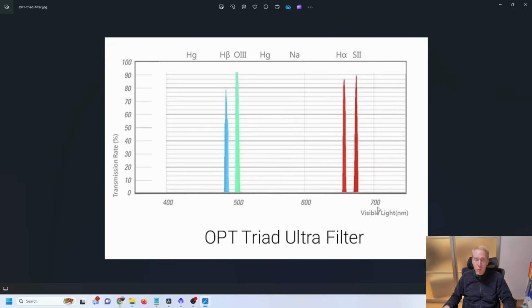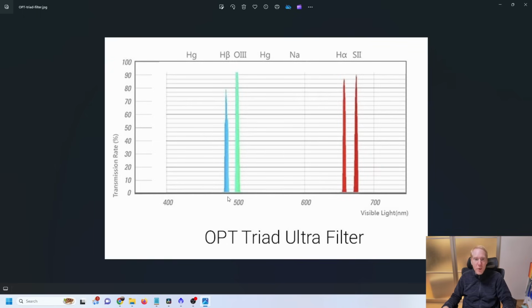So here we have an example of a filter that is quad band. It passes 4 different band passes very precisely. And also on this chart, you can see Hg, which is mercury, and Na, which is for sodium. This is because in the old days, we used to use street lighting that was relying on mercury and sodium kind of elements. So they were emitting light in specifically those wavelengths.